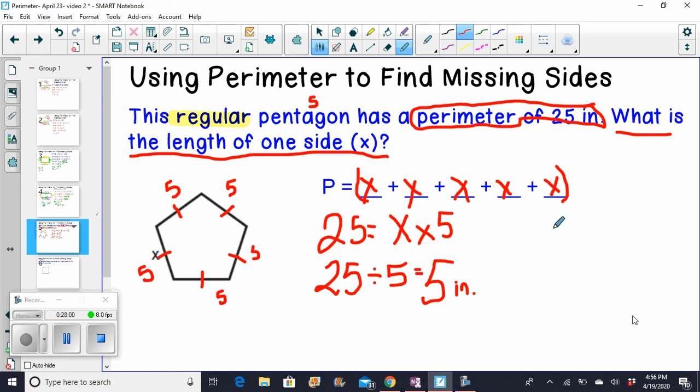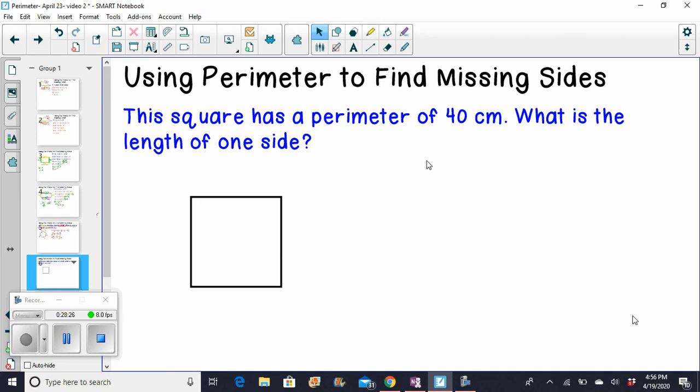Okay, that's not so bad. So, here's the tip. If you have a regular polygon, it actually almost makes your work a little bit easier, I think, because all you have to do is use your knowledge of your multiplication and division facts to be able to figure this out if the numbers are small enough. All right, let's try one last problem together. I hope you're getting the hang of this, my friends. Last problem. So this time, this square has a perimeter of 40 centimeters. What is the length of one side?